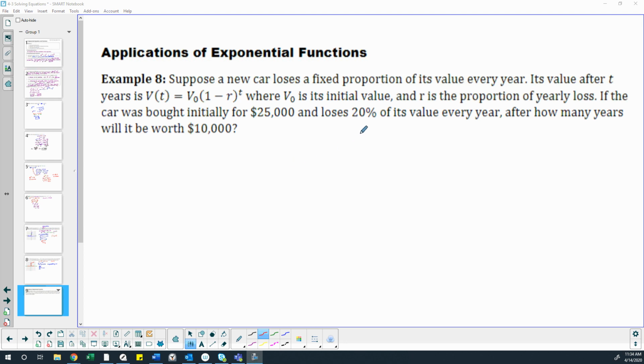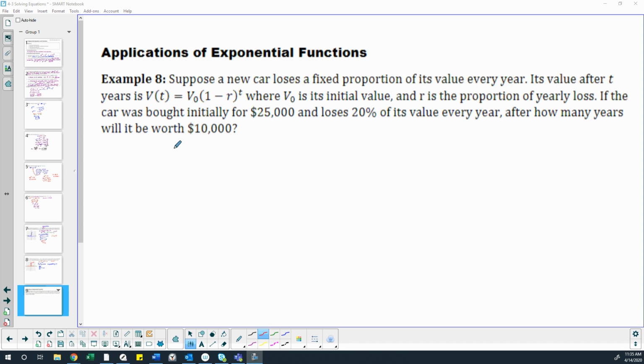Suppose a new car loses a fixed proportion of its value every year. Its value after t years is V(t) equals the initial value times (1 minus r) to the t power, where V sub 0 is its initial value and r is the proportion of yearly loss. If the car was bought initially for $25,000 and loses 20% of its value every year, after how many years will it only be worth $10,000?